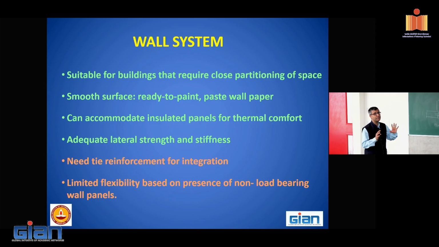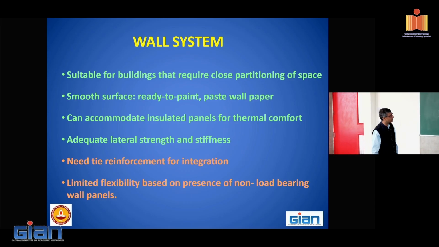Now those are the frame members made by beams and columns. Next comes the wall system. The wall systems are suitable for buildings that require close partitioning of space. This is just the opposite. Earlier we said large column-free space, but now I am saying that we need closed spaces. Where is it? It is like residences, hostels. Okay, that's why this is more suitable.